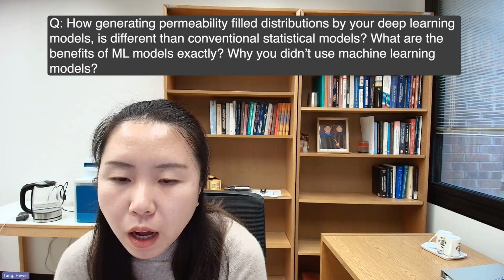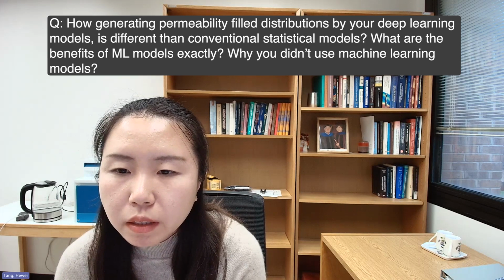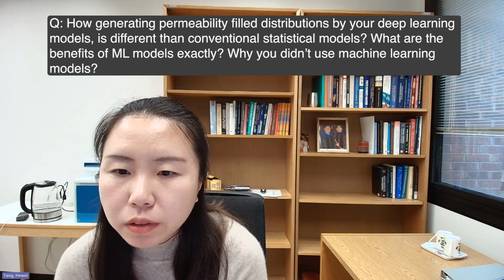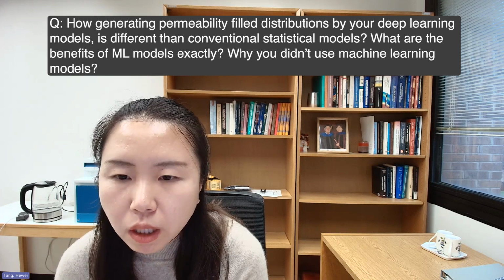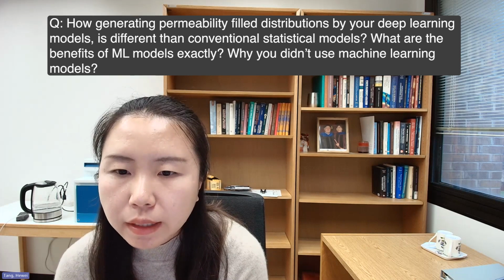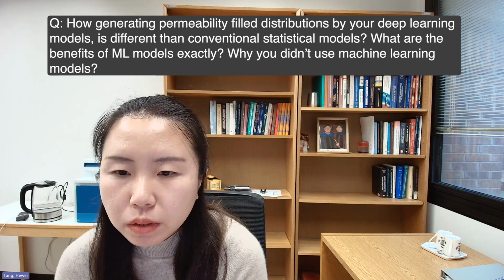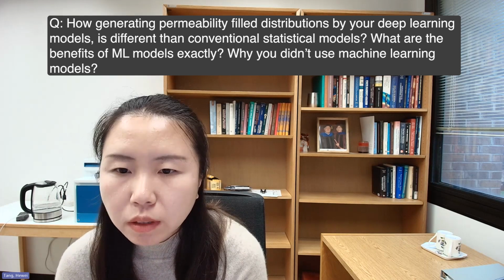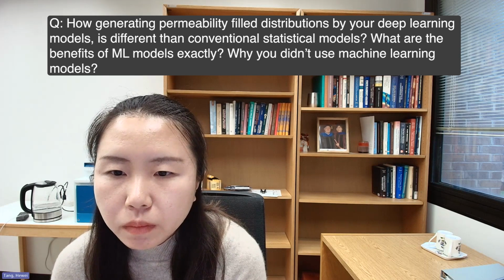How is generating permeability field distributions by your deep learning models different than conventional statistical models? What are the benefits of machine learning models exactly? Why didn't you use machine learning models?